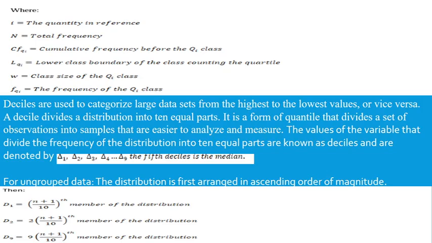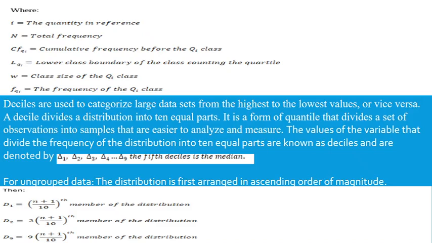So from that formula, Q_i is the quartile in reference, n is the total frequency, CF is the cumulative frequency before the quartile class, and L is the lower class boundary of the class containing the quartile, while W is the class size or class width of the Q_i class, and f_Q is the frequency of the Q_i class. These are used to categorize.